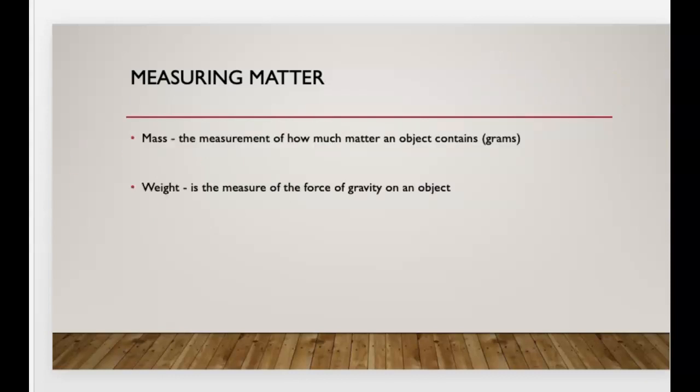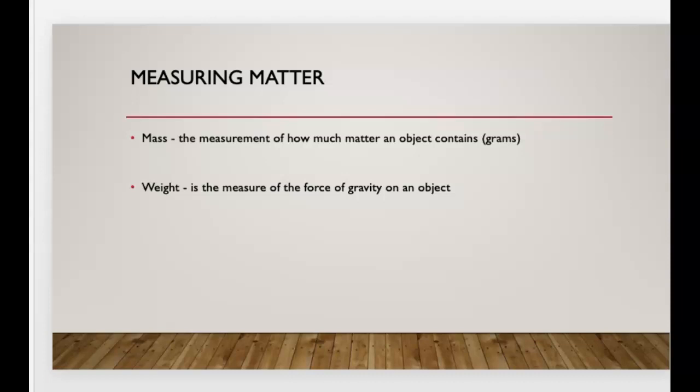When we're measuring matter, there's two terms to remember. Mass, which is how much matter is in an object. I like to say how much stuff is in the object. And weight, which is actually the force of gravity on an object. In everyday English, we use weight interchangeably with mass, but in class, we're talking mass.